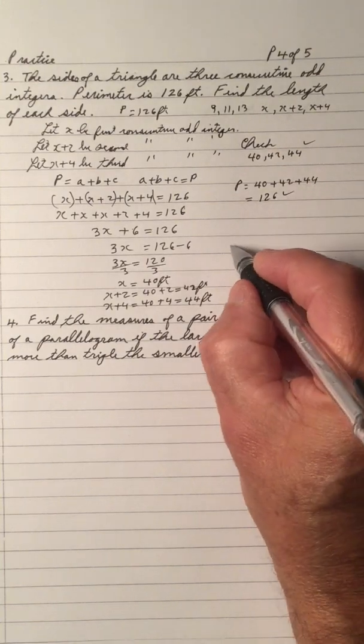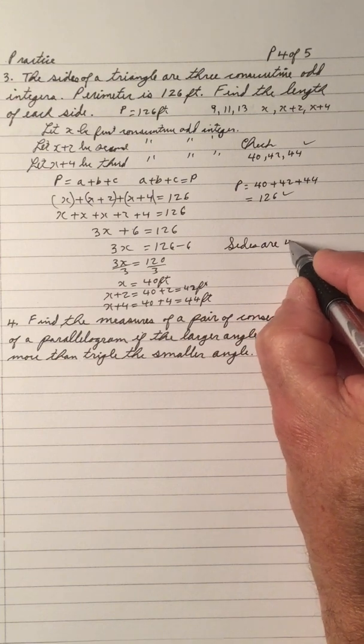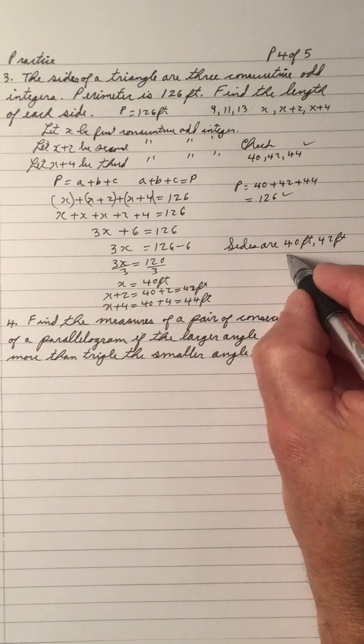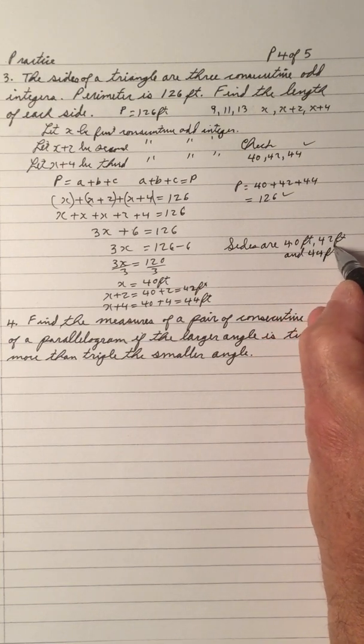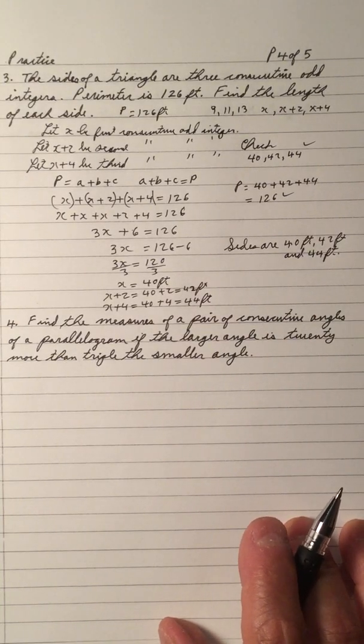That's true. So the sides are 40 feet, 42 feet, and 44 feet. All checked, all done. Perfect. Let's do number 4.